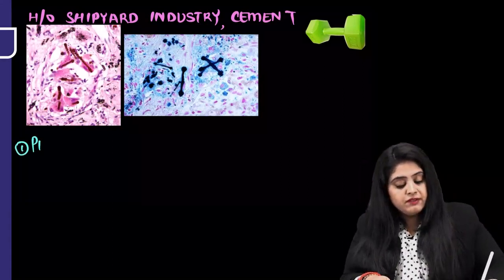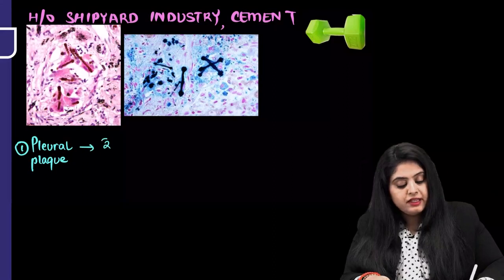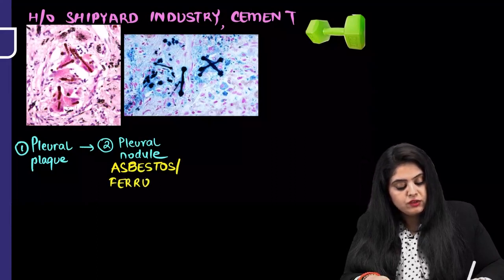The first condition that we'll have is a pleural plaque. After that, the second thing formed is going to be a pleural nodule. Then a proper nodule will form. And do you know what you'll see inside the nodule? Inside the nodule, we will see these asbestos or ferruginous bodies.